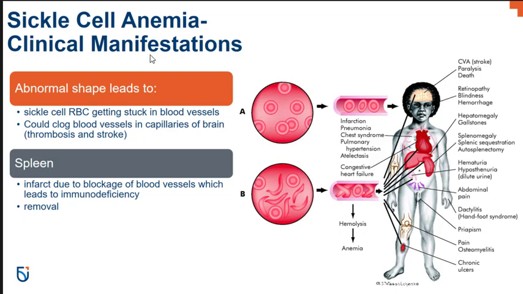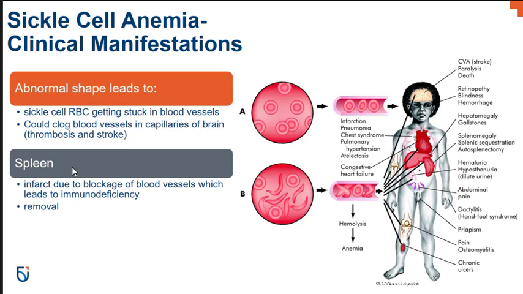I talked a little bit about what's on this slide already, that the abnormal shape of these sickled cells can cause them to get stuck in blood vessels and clog blood vessels in all different areas of the body. But you can see that there are many other different potential effects, and I don't want you to worry about any of the details on here that aren't explicitly discussed by me.